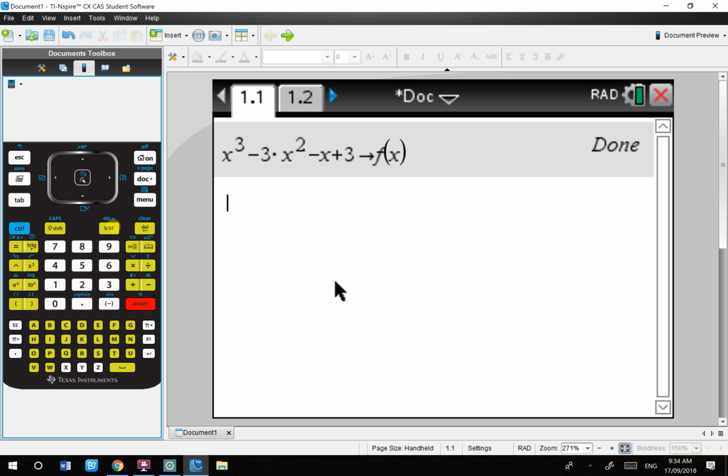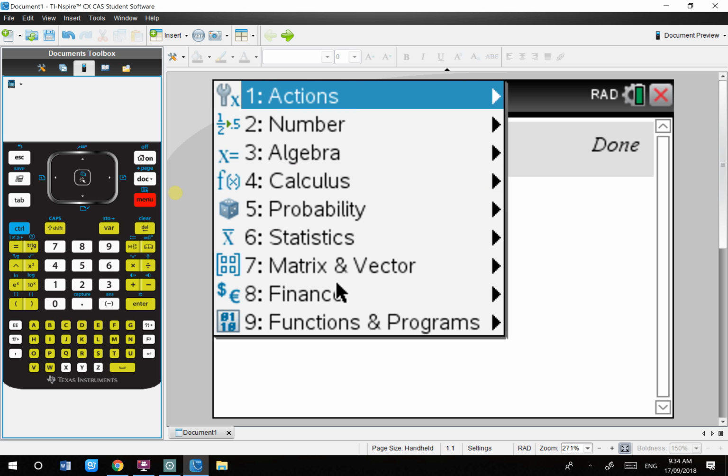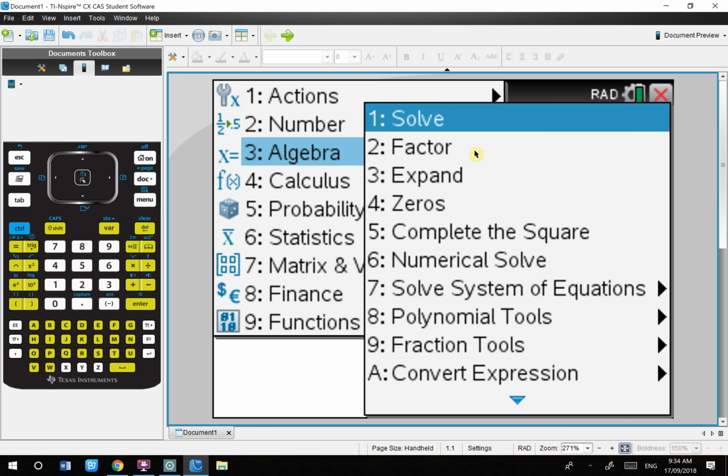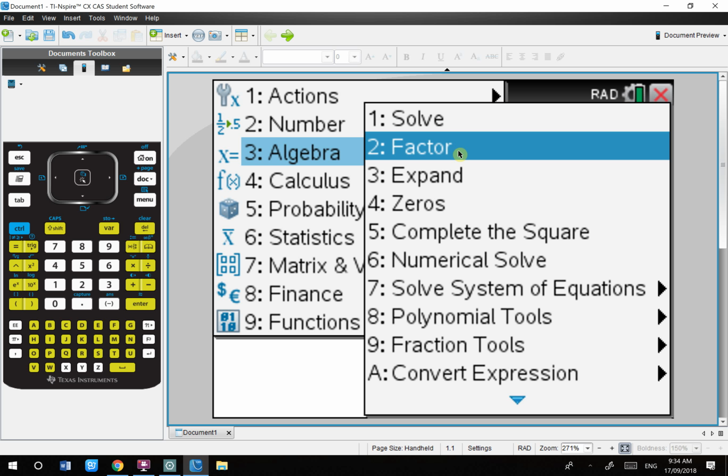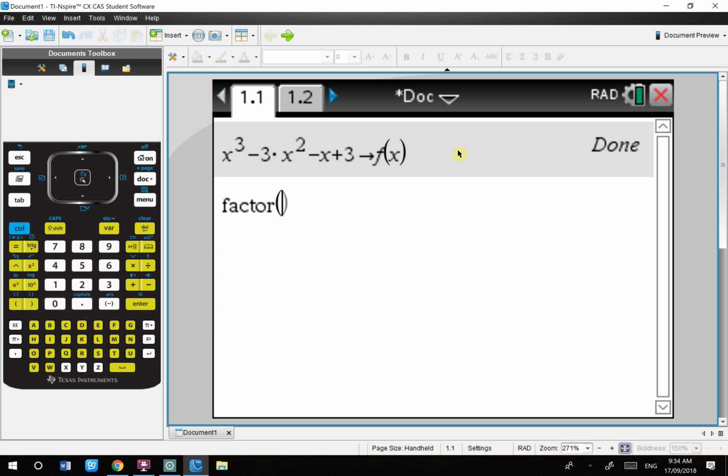So what you're trying to do now is to factorize it. How to factorize it: menu, algebra number 3, and then factor number 2. Menu 3, 2 is the factor. What do we want to factorize? You can type x cubed minus 3x squared minus x plus 3 in, but because we have defined it, it's easier. I can just type f of x.